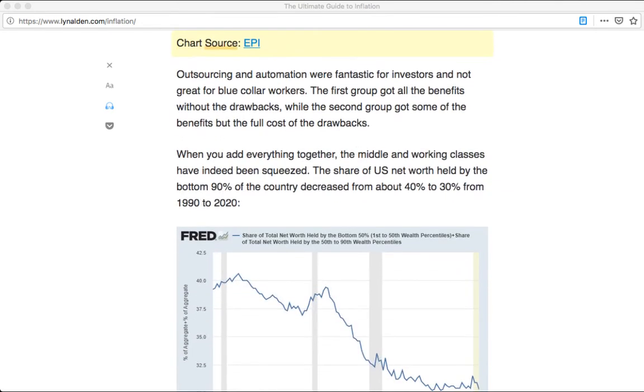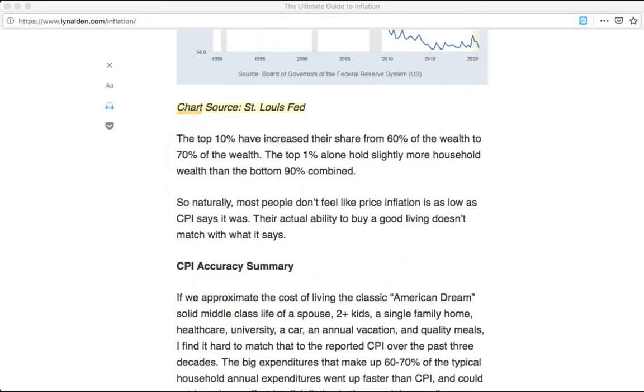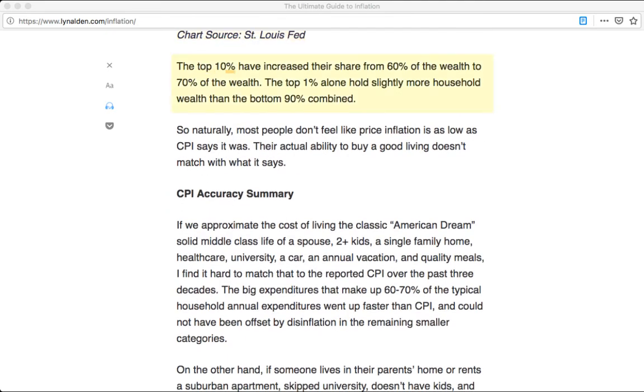Chart source: EPI. Outsourcing and automation were fantastic for investors and not great for blue-collar workers. The first group got all the benefits without the drawbacks, while the second group got some of the benefits but the full cost of the drawbacks. When you add everything together, the middle and working classes have indeed been squeezed. The share of U.S. net worth held by the bottom 90% of the country decreased from about 40% to 30% from 1990 to 2020. Chart source: St. Louis Fed. The top 10% have increased their share from 60% of the wealth to 70% of the wealth. The top 1% alone holds slightly more household wealth than the bottom 90% combined.